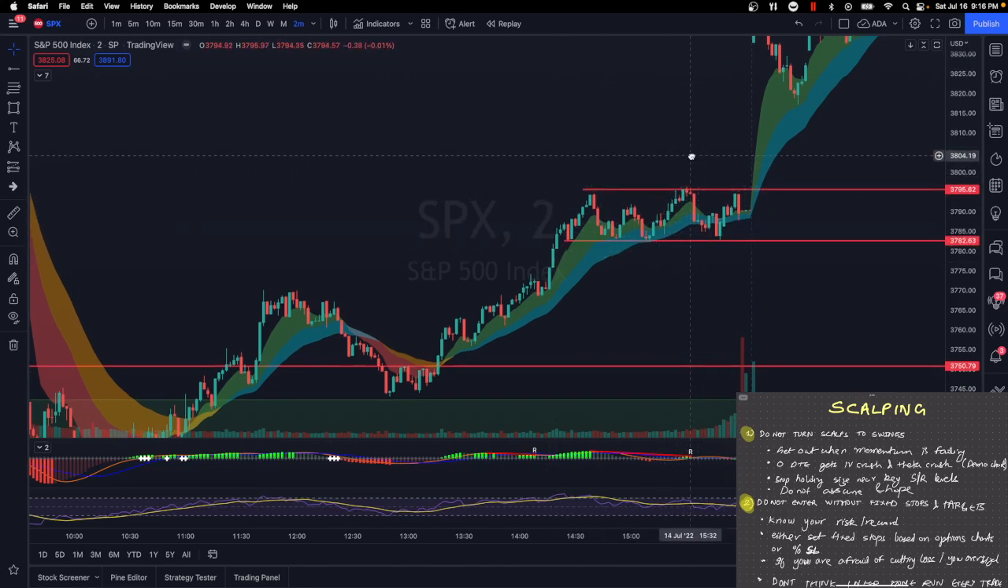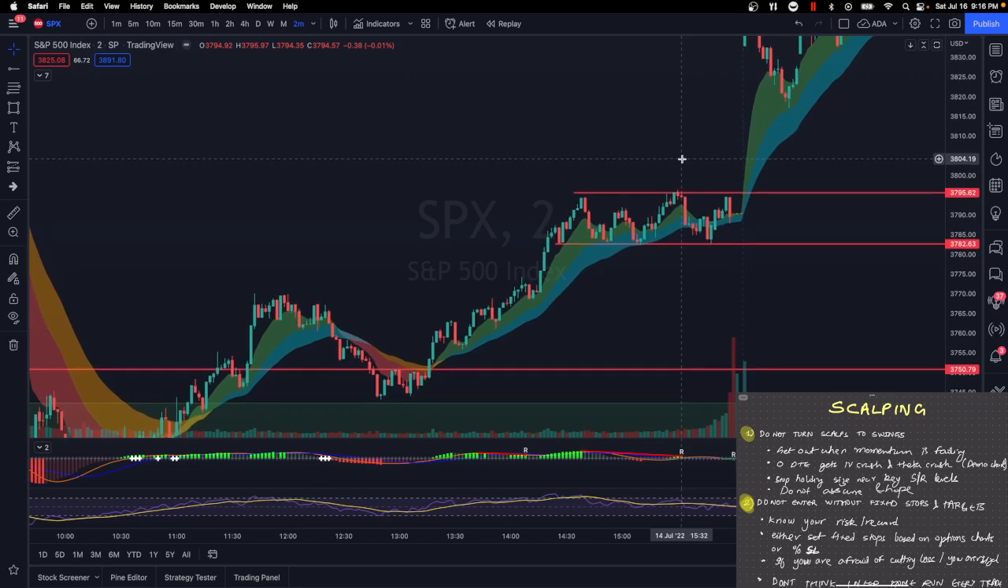So think about that. Think about scenarios like that. What type of trade are you in? So your profit target will be according to that.